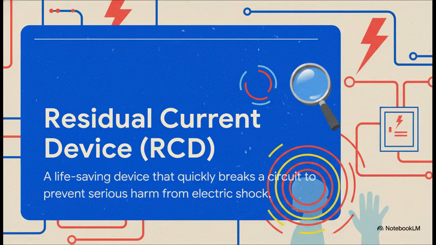And this is the residual current device, or RCD. Its mission is singular, and it is absolutely vital. It saves lives. It honestly doesn't care about overloads.